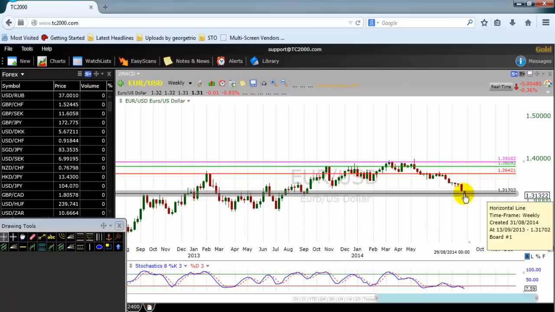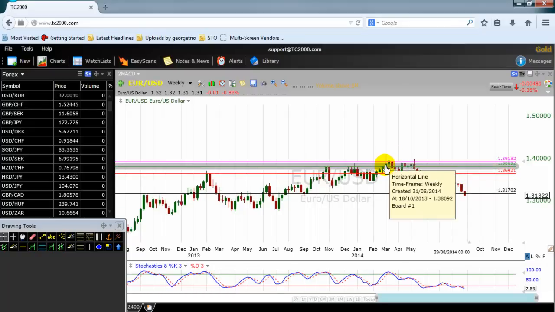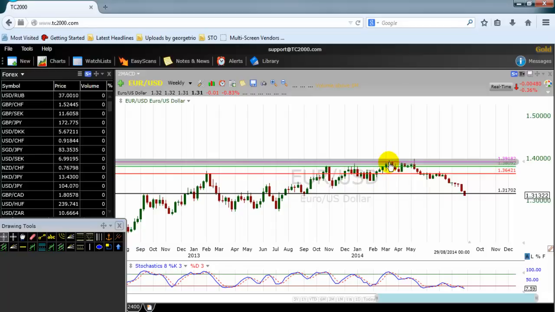Now you can see that the price went below that level of 13170. When you see that, if it goes below it, the price is looking for a better support level. If you break one support level, ask yourself, where is the first and nearest support level? Same thing, if it goes above a key level, ask yourself, where is the first and nearest resistance level?